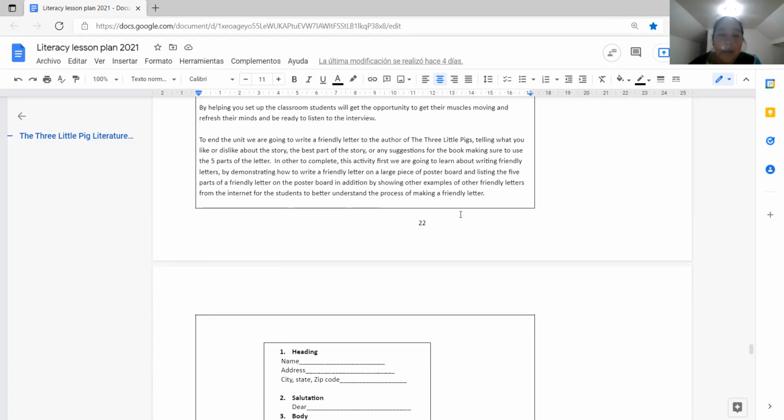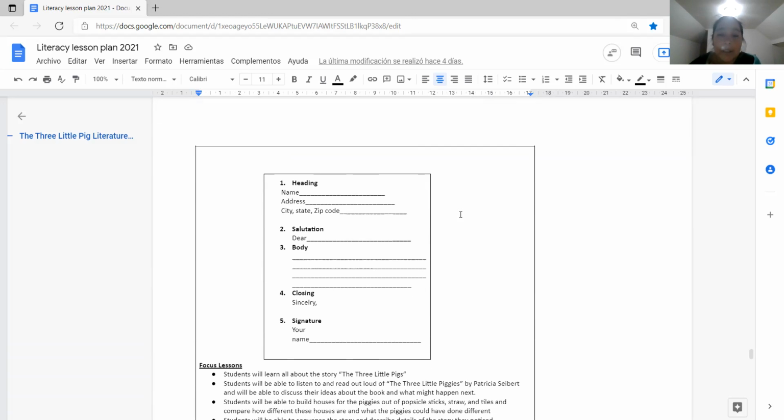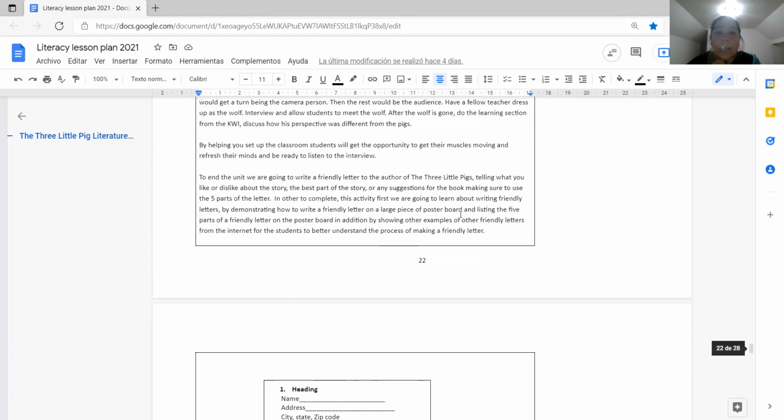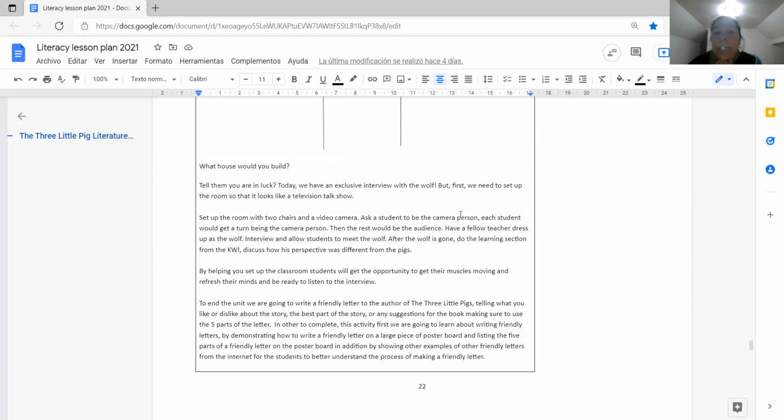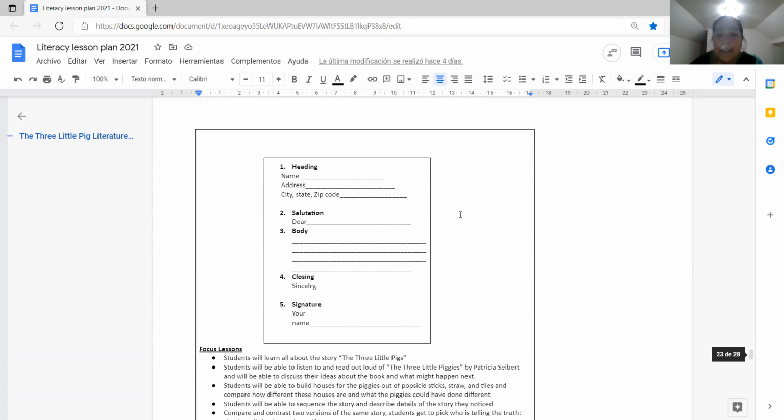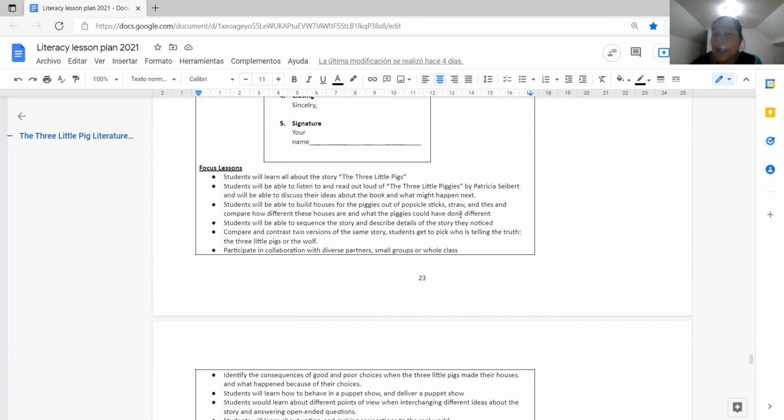And to end all this story and the learning, the students are gonna write a letter to the author of the Three Little Pigs, telling either what they liked about the story, what they didn't like, if they should change the conclusion, or they can even make suggestions for another book.